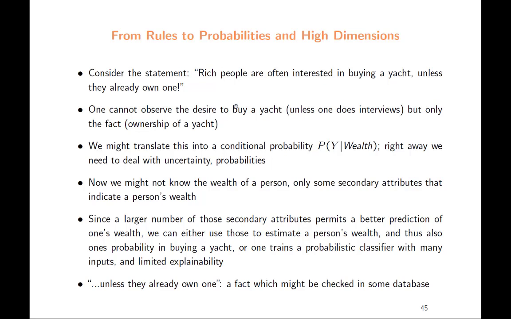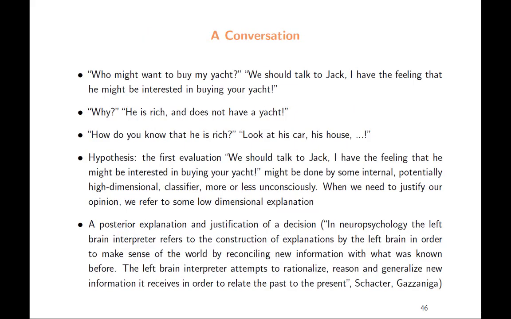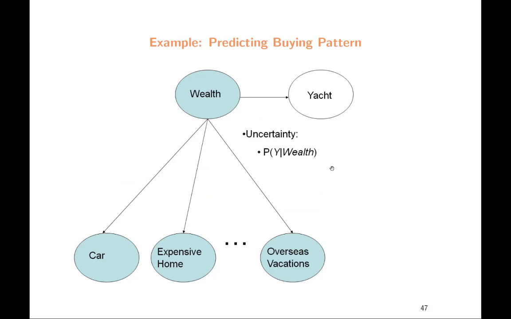So here's an example. Rich people are often interested in buying a yacht unless they already own one. So maybe we can collect information about the person, for example, the wealth, and then estimate the probability of buying a yacht given the wealth of the person. But maybe we don't know that parameter. Let's look at the picture. I think that's easier to see.